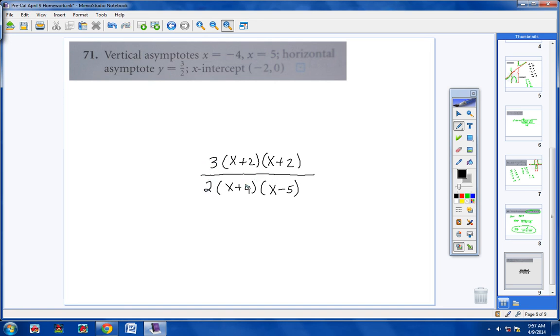Let me show you what happens. Watch carefully. If I take this parentheses here times this parentheses here, I will get x squared plus 4x plus 4. Now take your 3 and multiply it through, and you will get 3x squared plus 12x plus 12. And that's definitely what I'm looking for in the numerator. Okay, so I'm going to slide that down in just a second.